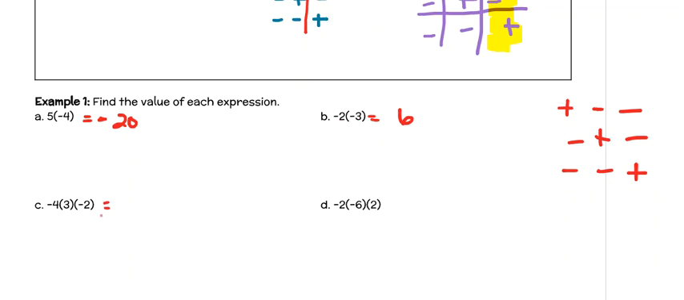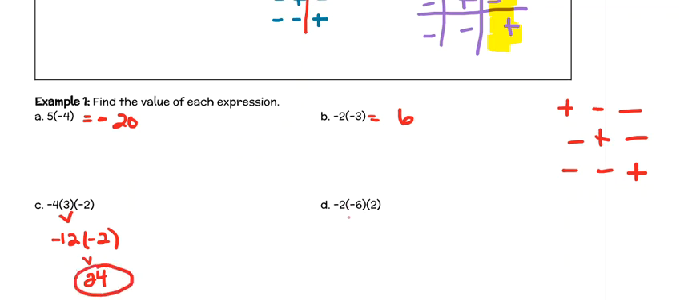Now you have 3 numbers over here, so you can take it step by step. Look at the first 2 and work with those first. So negative 4 times negative 3, that's going to be 12. A negative times a negative is a positive. And you're multiplying that by negative 2. So 12 times 2 is 24. And a positive times a negative is negative. So this is your answer.